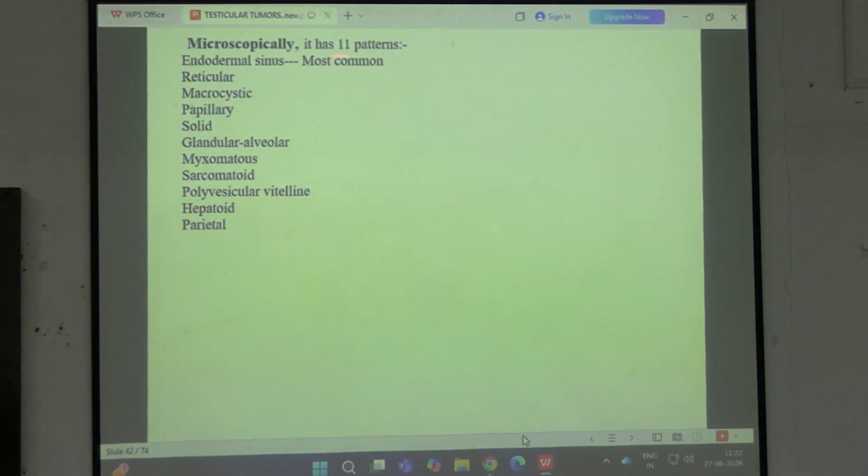Okay, these are the 11 patterns that this particular tumor has. Just remember the most common ones. The endodermal sinus pattern is the most common. Thus, many times we use yolk sac tumor and endodermal sinus tumor as interchangeable synonyms. Then there is macrocystic, papillary, solid. I think these you can remember. Glandular. These are the common ones. You can remember very easily.